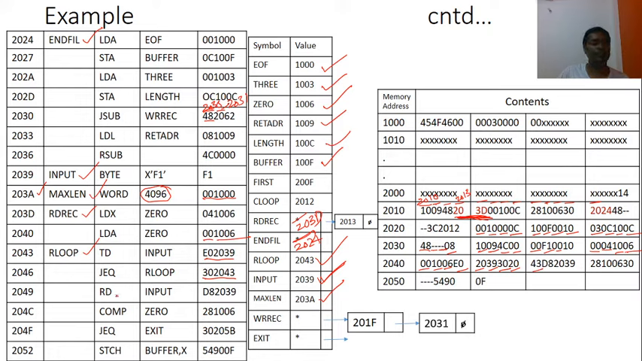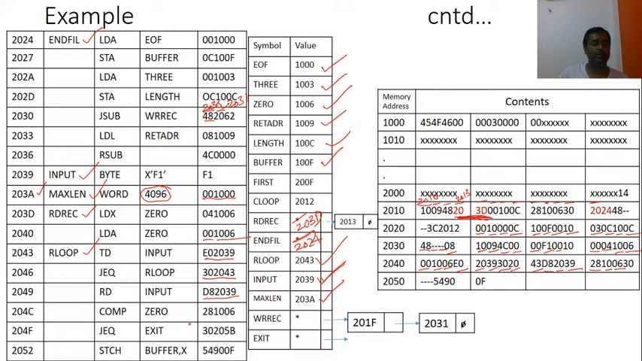Then the next instruction is RD INPUT. Just check in the symbol table that INPUT is defined earlier. Yes, it is defined. So we can assemble this instruction. Just load D82039. The next instruction is COMP 0. 0 is defined already. So we can assemble this. What is the value? 281006. Just load it here.